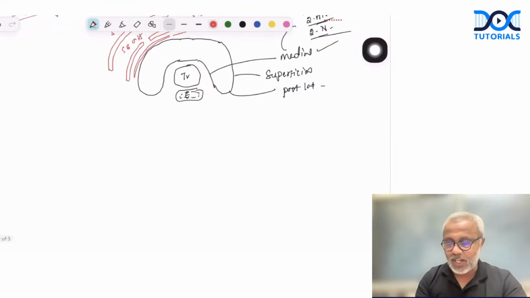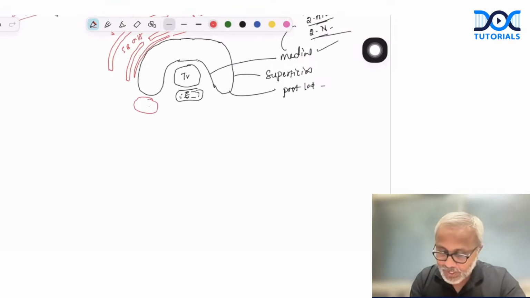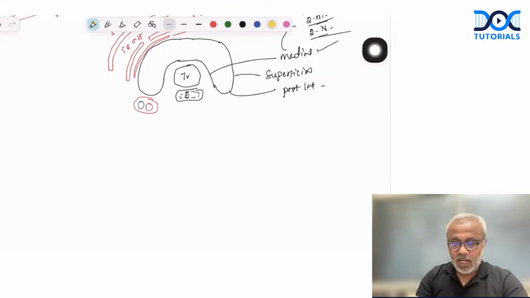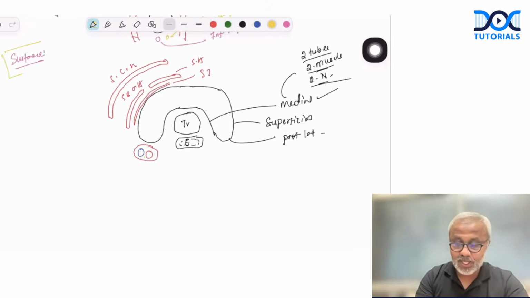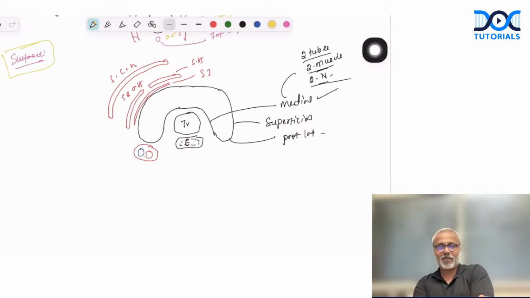Done? Then what about the relations of the posterolateral surface? Here we have something called the carotid sheath, right? Carotid artery, then internal jugular vein, and then the vagus nerve. Now this is how you should describe the relations of surfaces. The superficial surface: sternocleidomastoid, superior belly of omohyoid, sternohyoid, and sternothyroid.